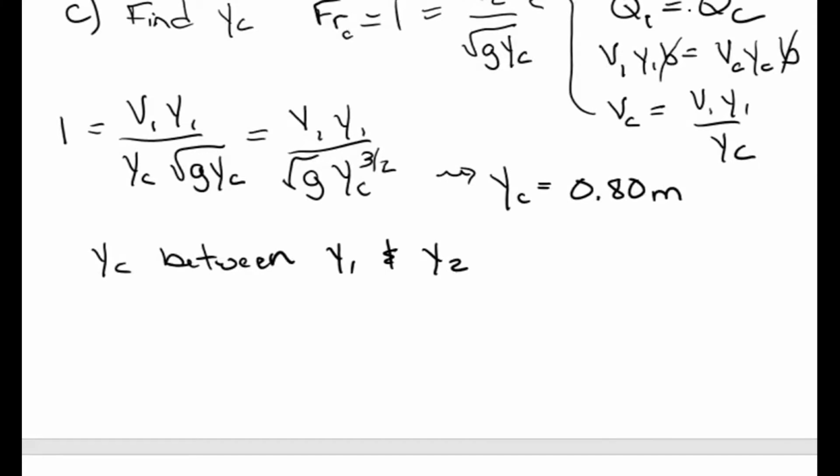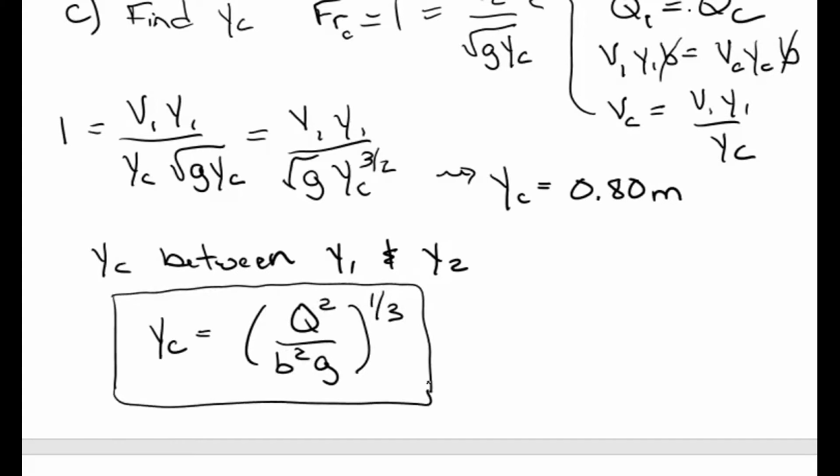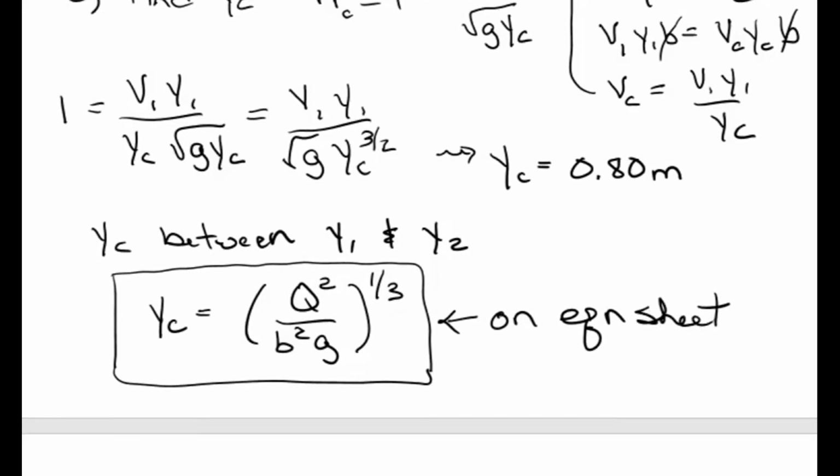Also, just on your equation sheet for future reference, if you're given Q, there is another equation. YC equals Q squared over B squared G, to the 1/3. We didn't really want to use this equation because we don't have a B, but had we been given a Q and a B, this one would have been a good one to use. And it came from exactly the process we did here, but just in terms of Q and B.